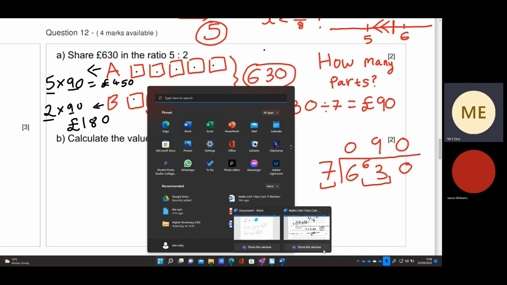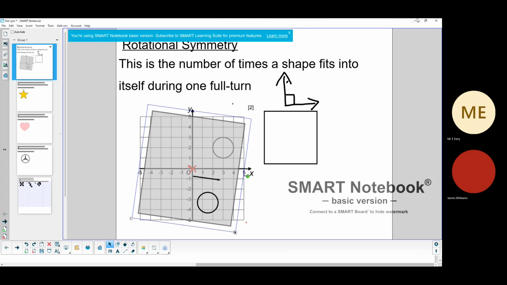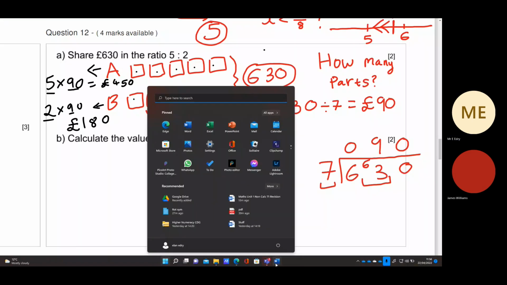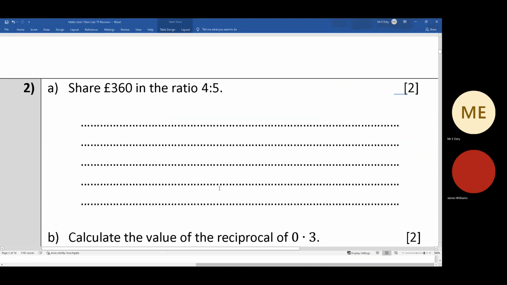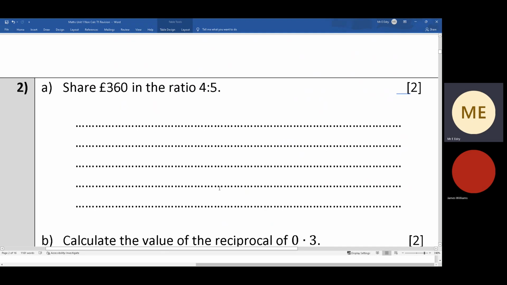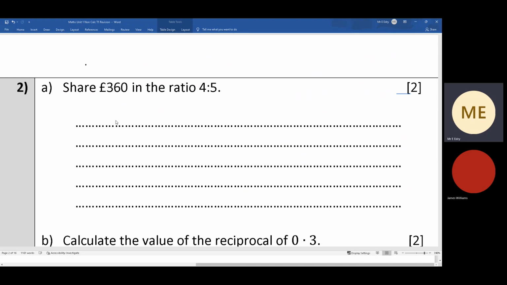Let me give you one which is similar to that. I've got a similar one prepared here. We've got this question here. We want to share £360 in the ratio 4 to 5. So again, I've got 4 to 5.